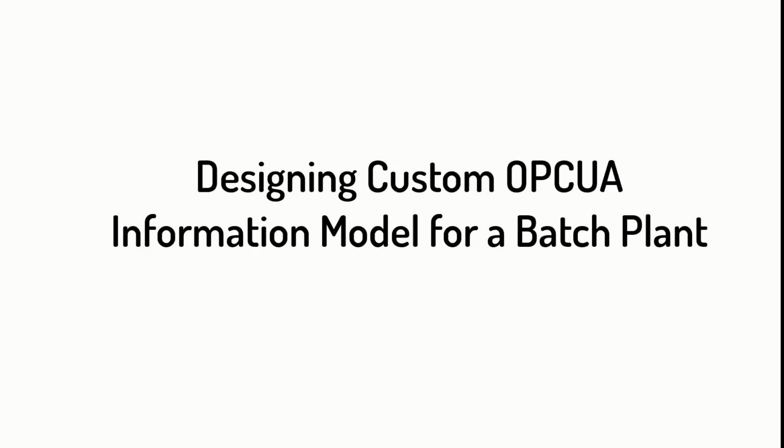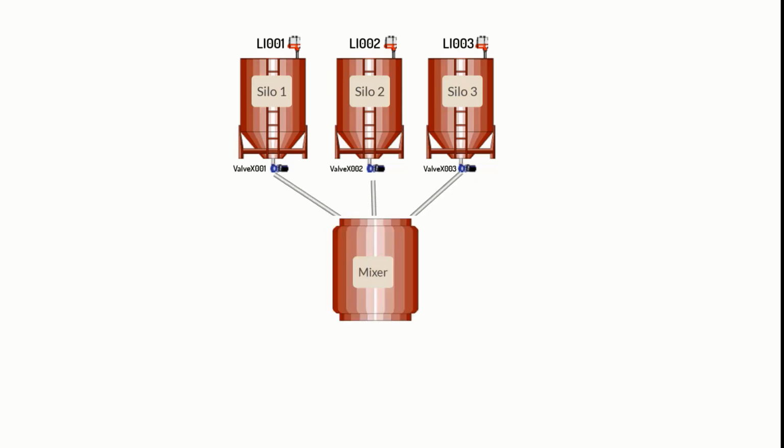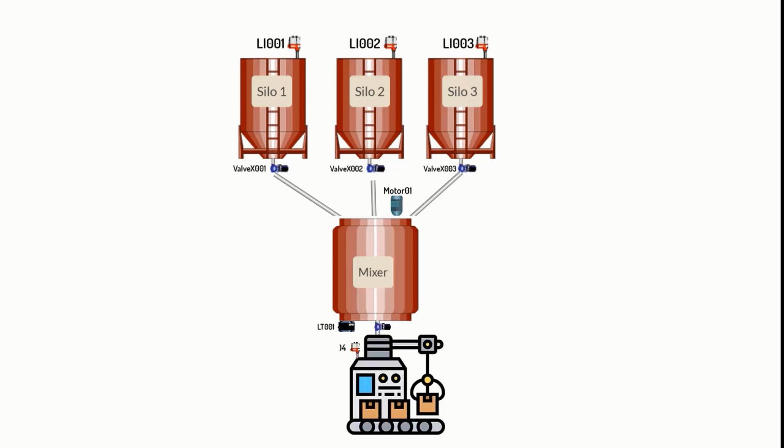So for demonstration in this video, we're going to design a custom information model for a small batch plant. Our demo plant consists of 3 silos that hold the raw materials. Each silo has a level indicator and an analog valve for discharging material into a mixer. The mixer has a load cell for measuring the weight of product, and it also has a motor for mixing the materials together before discharging into a packaging unit. And then finally, we have a conveyor system for the finished product.